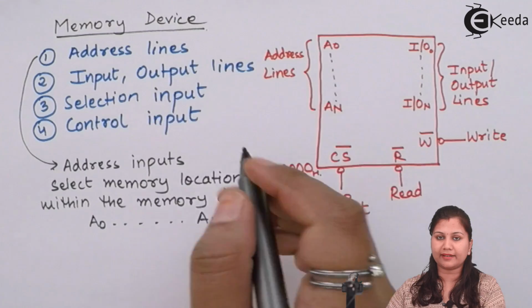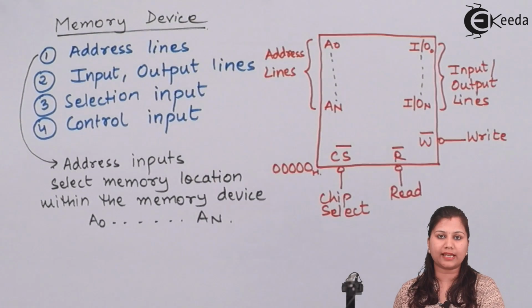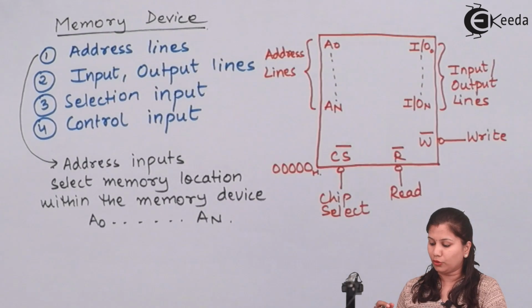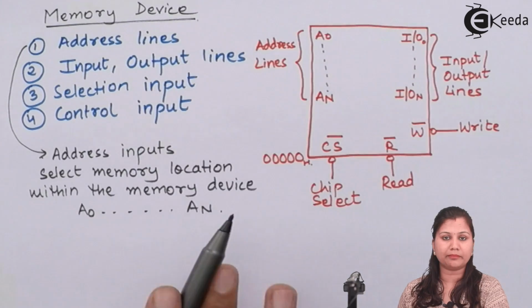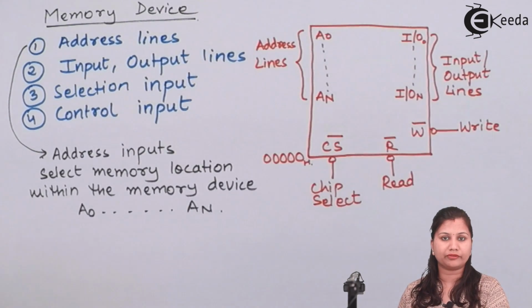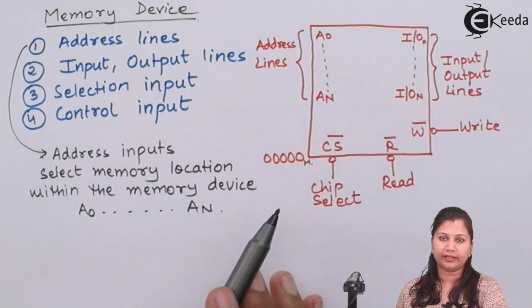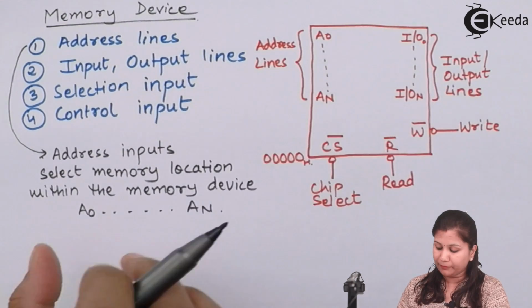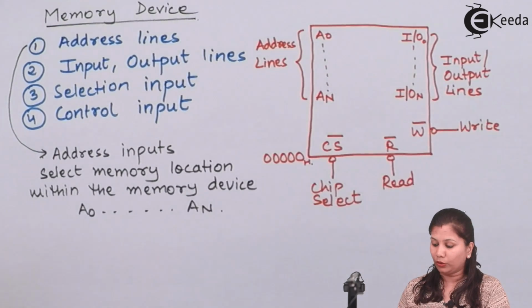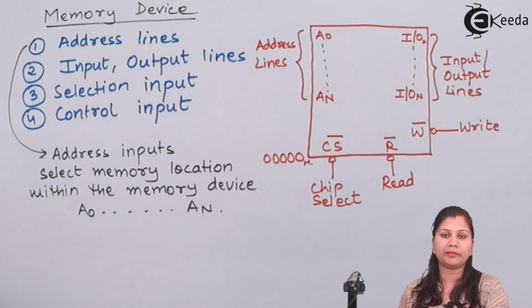Now in this memory device there are various registers and each register is capable of storing a bit. How will these registers be selected? These registers have a particular memory location and that memory location is specified by the address lines. So these address lines provide the address of that memory location within the memory device. These address lines are denoted from A0 to AN, and the number of address lines defines the total capacity of the memory, that is, the storage capacity of this memory.